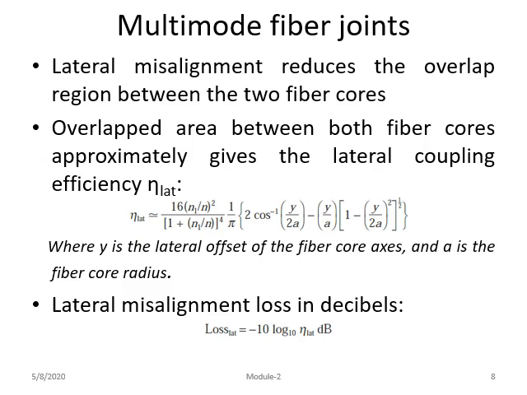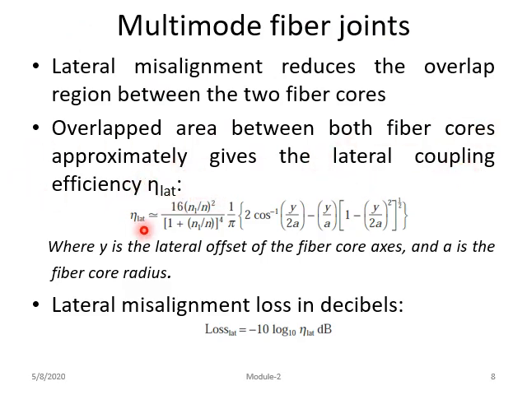The same loss I took with respect to multimode fiber joints. Whenever two fiber ends are connected together, with multimode fibers, the lateral misalignment reduces the overlap region between the two fiber cores. The overlap region or area between both fiber cores approximately gives the lateral coupling efficiency. So the lateral misalignment with respect to multimode fibers always gives the lateral coupling efficiency.